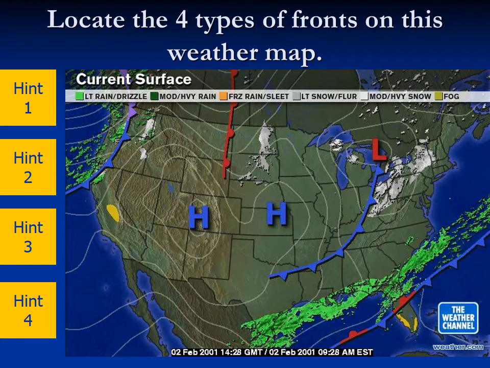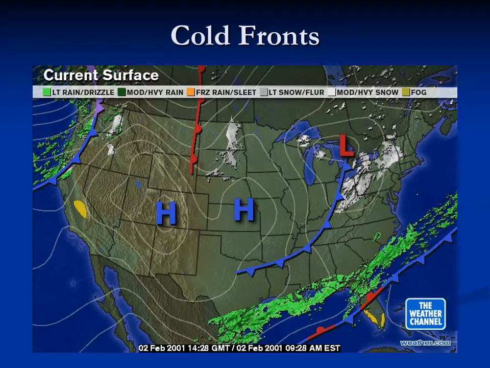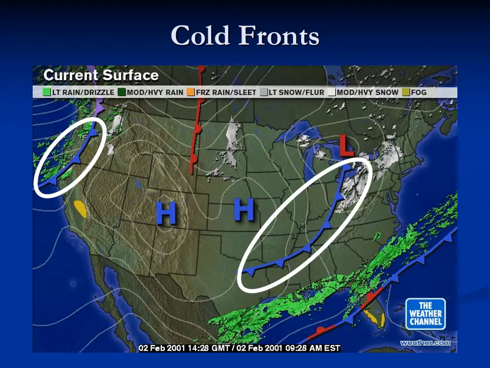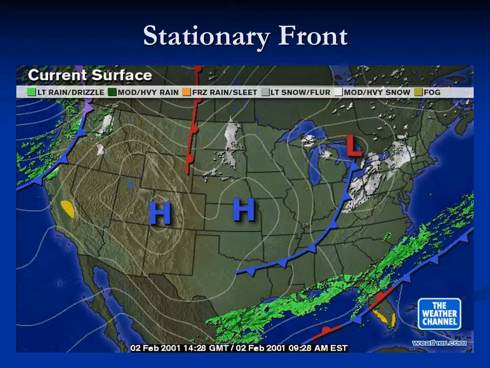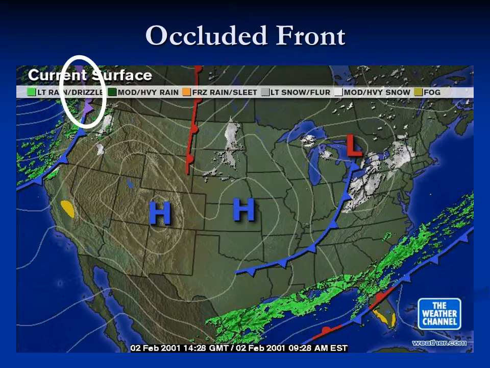So here's some practice to locate the 4 types of fronts on this weather map. Can you find the cold front? There's one. Are there any more? There's another. And one more. How about the warm fronts? Just one of those, and stationary. And one of those. And there's the occluded front, hiding up in the top left in the northwestern United States.